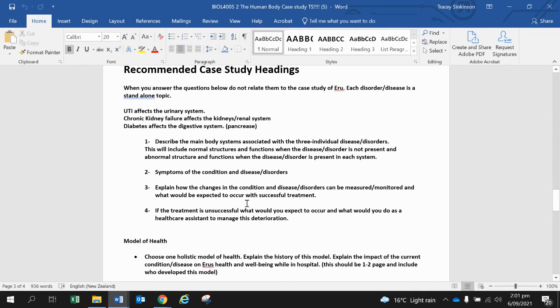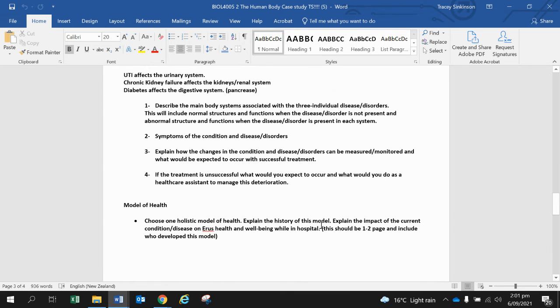And this treatment doesn't have to be a medication or a pill. It could be, like you say, diet and observations as well. And if it's not working, what do you do as a healthcare assistant to manage them to keep them well?